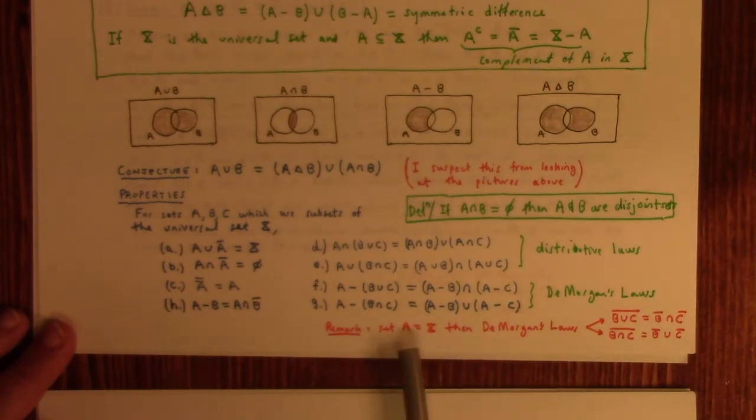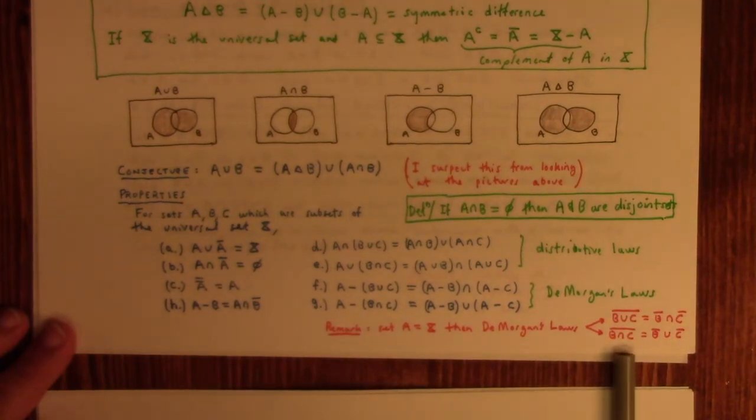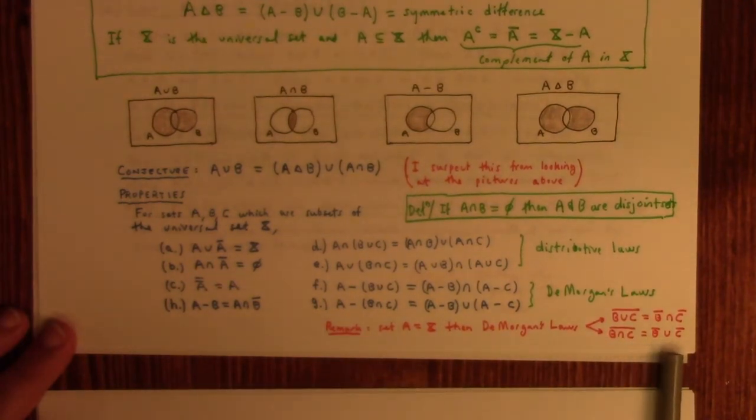And incidentally, F and G, when we have A as being the universal set, then these become complements. And the form of De Morgan's laws which I first learned were these, which is that the complement of the union is the intersection of the complements, and the complement of the intersection is the union of the complements.